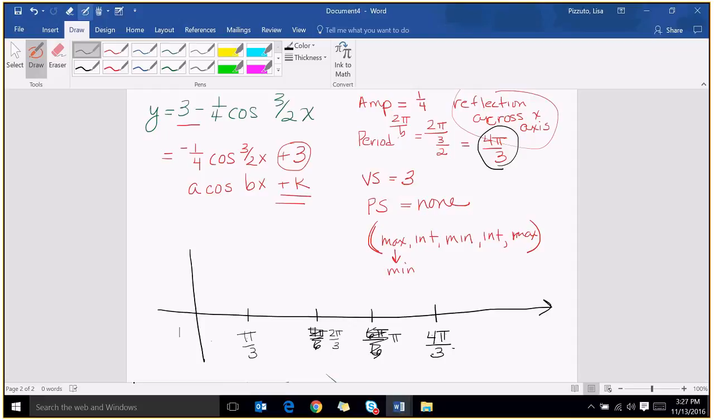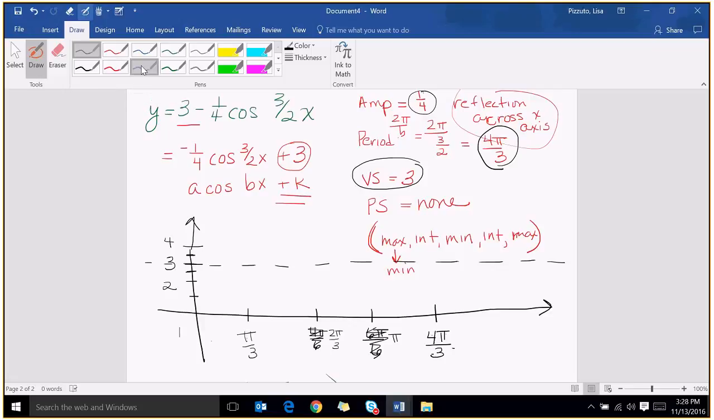Now the next thing that you want to take into consideration is your vertical shift. So instead of using the x-axis, you're going to shift up 3 units. That's where your midline's going to be. Do you remember drawing a new midline? All right. And then from the midline, we're only going up a quarter because that's your amplitude. Does that make sense?